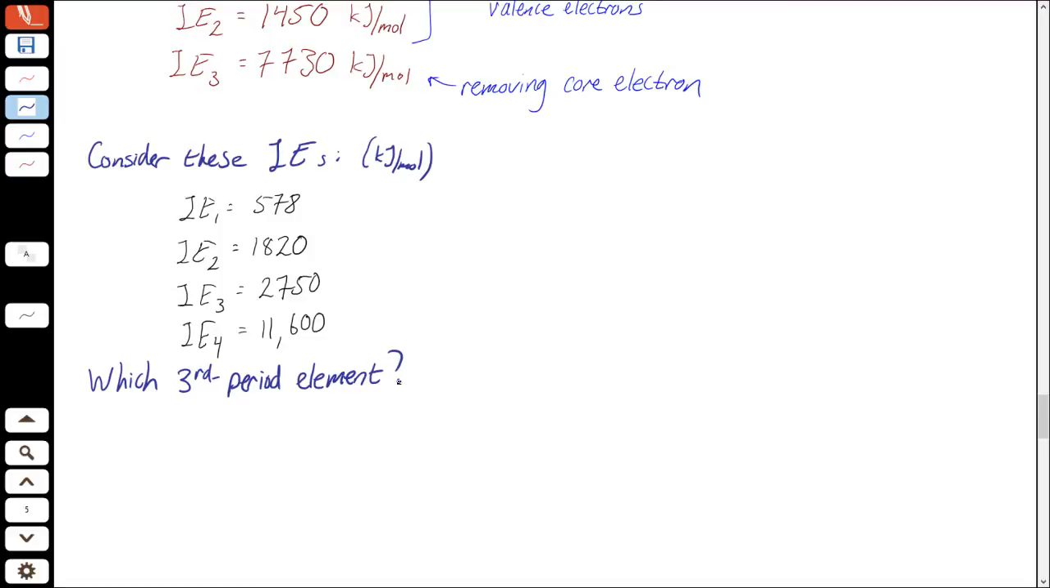What do you think? Aluminum? Or aluminium? Canadian or British? Yeah, how do you know that? Because the largest jump is between 3 and 4. Yes. Does everybody see that? So you find where that big jump is, and that tells you these are all valence electrons, and this is a core electron. So we're looking for the third period element that has 3 valence electrons, which is aluminum.